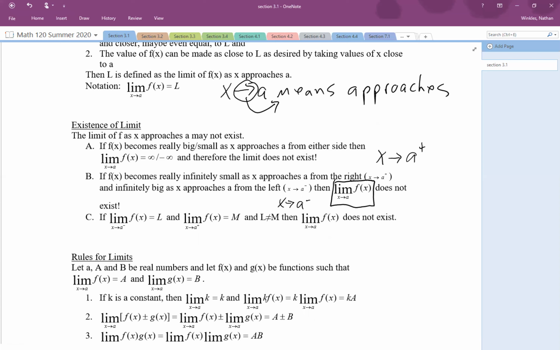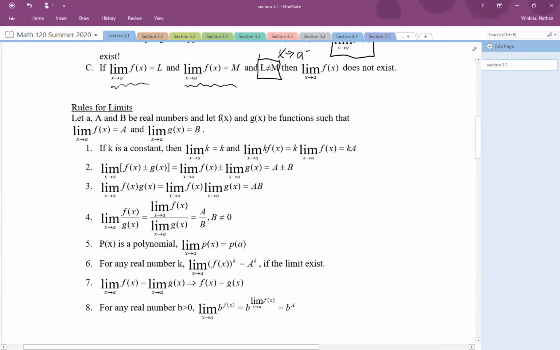What we're basically saying is, in order for our limit not to exist, the limit from the left is equal to L, the limit from the right is equal to M, and we must have the condition that L does not equal M. If this is true, then our limit does not exist. So that's one way to always check and see what's going on. Take our limit from the left, take our limit from the right.